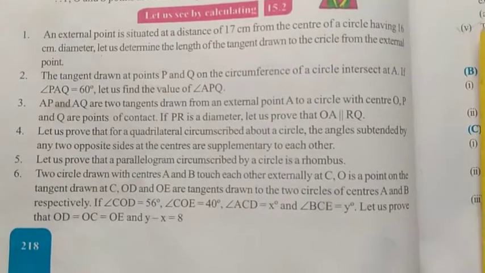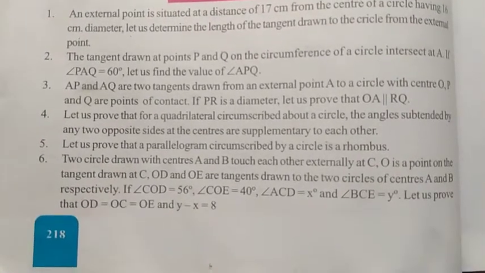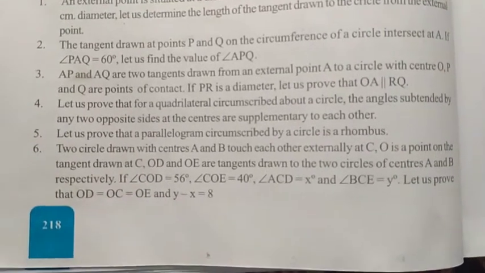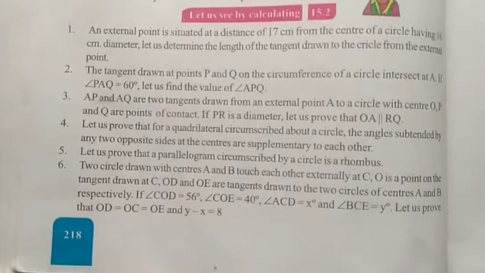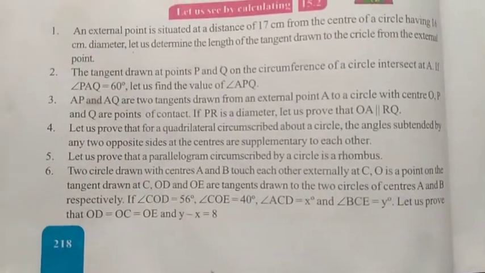This is sum number 3. AP and AQ are two tangents drawn from an external point A to a circle with center O. P and Q are points of contact. If PR is diameter, let us prove that OA parallel to RQ.